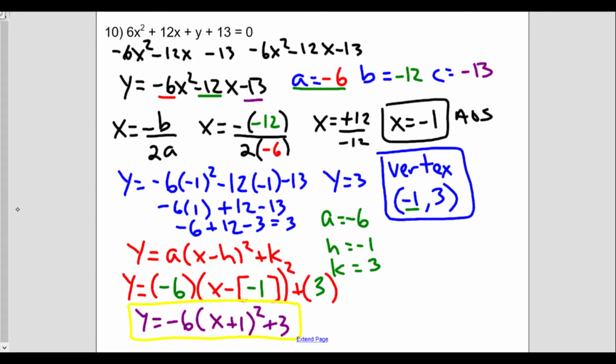So in the previous question we saw that it was very close to the form, so we had to do very slight adjustments. In question number 10 here, we got y by itself and went through the process to find the axis of symmetry, then find the vertex, and then find our values of a, h, and k, which we plug into our formula for the vertex form parabola.